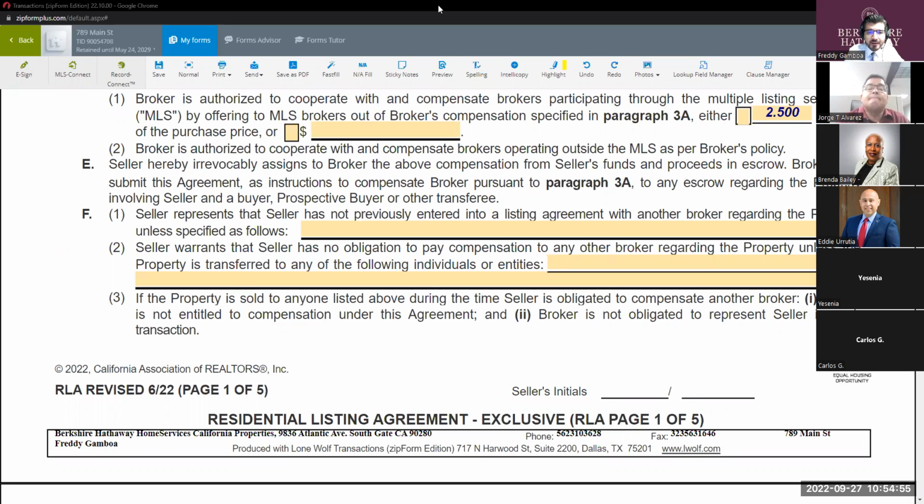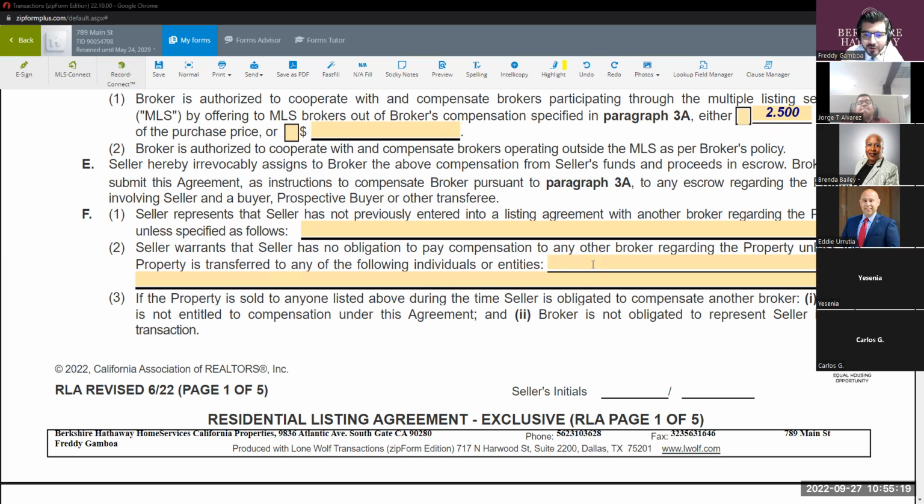Okay, so now in this case, you have to be careful that the seller has not entered into another contract with someone else, because you'll be working for peanuts or for free, in other words. Now, number 2, seller warrants the seller has no obligation to pay compensation to another broker regarding the property unless property is transferred to any of the following individuals or entities.